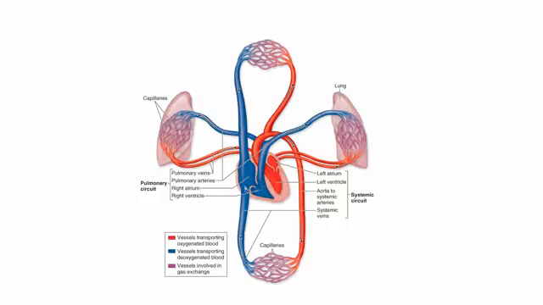So here we have a diagram of the heart. The heart has 4 chambers. You've got 2 atria and 2 ventricles. The 2 upper chambers of the heart are called atrium, and the plural is atria, and you've got 2 lower chambers which are called ventricles.